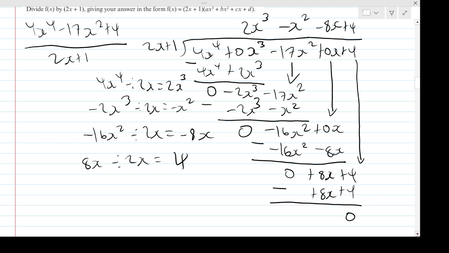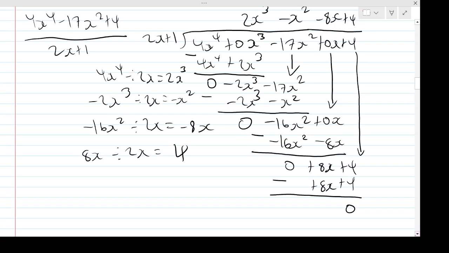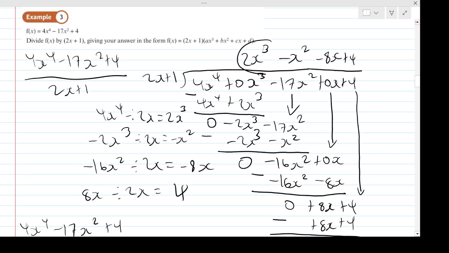And there we are. So again then, if we copy down our beginning fraction, which again is just a division, 4x to the 4 take away 17x squared plus 4 over 2x plus 1. Well again, now this is our quotient part.